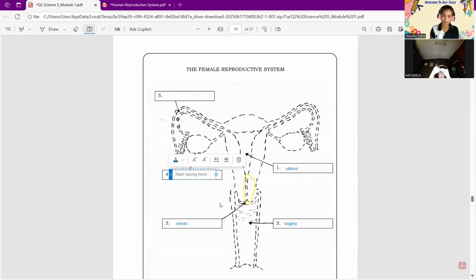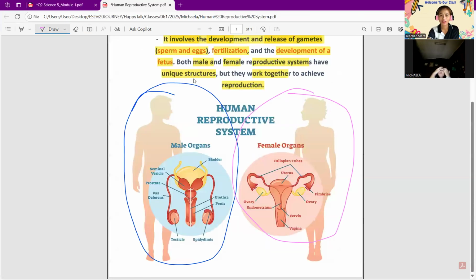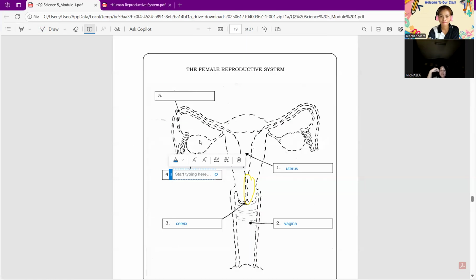What do you think would be the number 4? What is this part here? Ovary. Okay, that is ovary. So what is ovary? What do you think is ovary? Produce the egg cell. Okay, it produces egg cells.